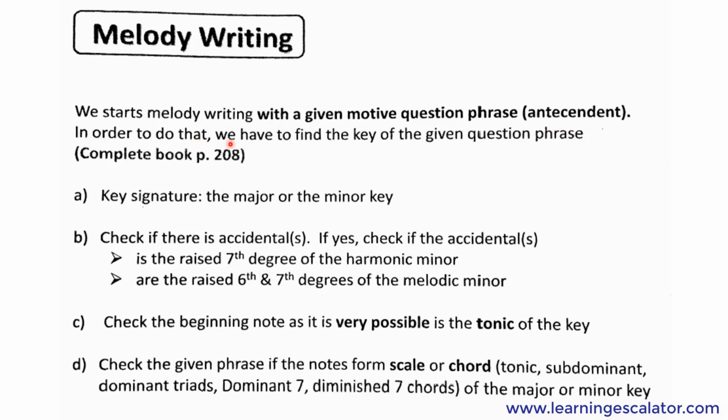In order to do that, we have to find the key of the given question phrase. So we talked about this before. To find the key, we first look at the key signature, check if there are accidentals, and then check the beginning note or the end note, because it's very possible it's a tonic, but not for sure. And then you check the given phrase if the notes form a scale or a chord, or dominant triads, dominant seventh or diminished seventh chords of the major or minor key.